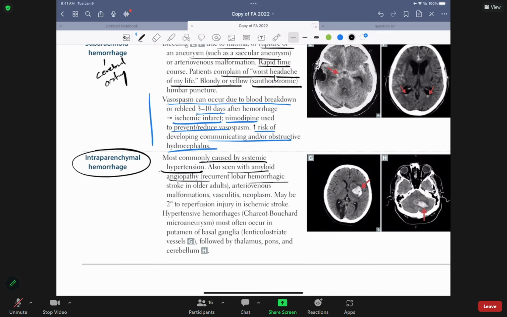We call this hypertensive hemorrhage. Another name for it, Charcot-Bouchard microaneurysms. This is all the same name. So for one disease, we have 3 different names. Okay. For one disease, we have 3 different names.